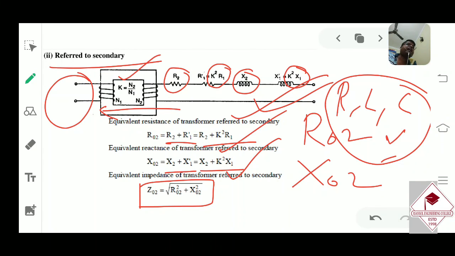In many books you will find it directly written that if you transfer from primary to secondary, you have to multiply by K square, or if you transfer from secondary to primary, you have to divide by K square. But the concept behind multiplying or dividing by K square has been explained right now. Still, if you have any doubt, you can ask me, you are free to ask anytime. So let us proceed to find the equivalent circuit of the transformer.